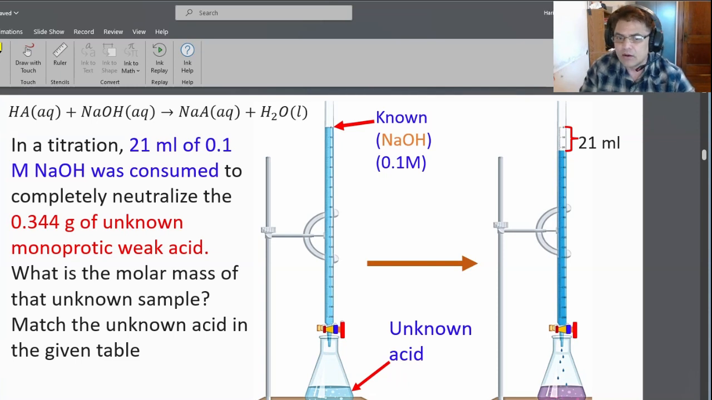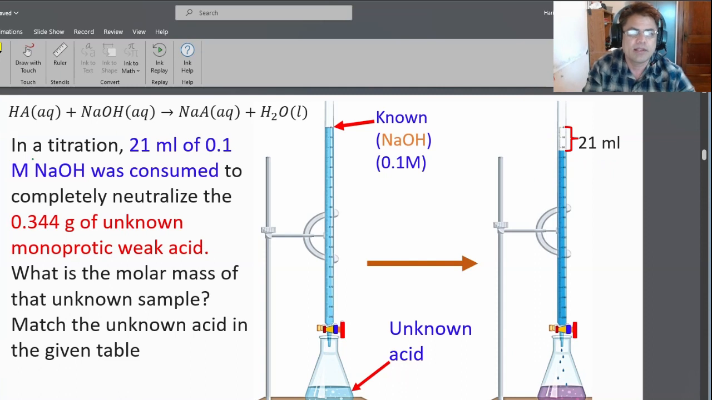See that the color is changed, and the neutralization is finished, meaning all of the moles of this acid are consumed by this NaOH. Nothing, not a trace of the acid, is left behind here. A single molecule is not there. All the acid molecules are neutralized by NaOH, and when that color change happens, the total consumed is 21 ml.